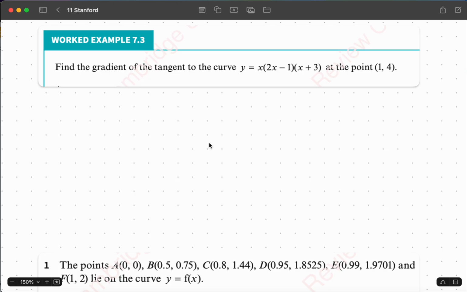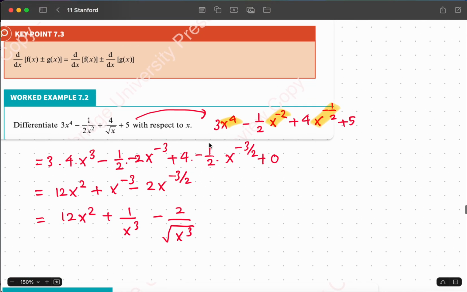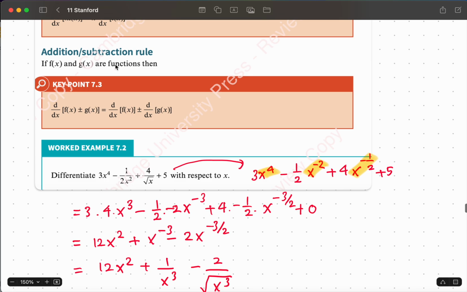3.7.3. Find the gradient of the tangent to the curve, this, at the point (1, 4). Okay, so we are finding the gradient of the tangent without what we used to do, like finding two points and then finding the distance, something like that. So we are just going to differentiate this. Okay, guys. Now, actually, from the addition and subtraction rule, when we differentiate a function, we directly differentiate it, right, guys?